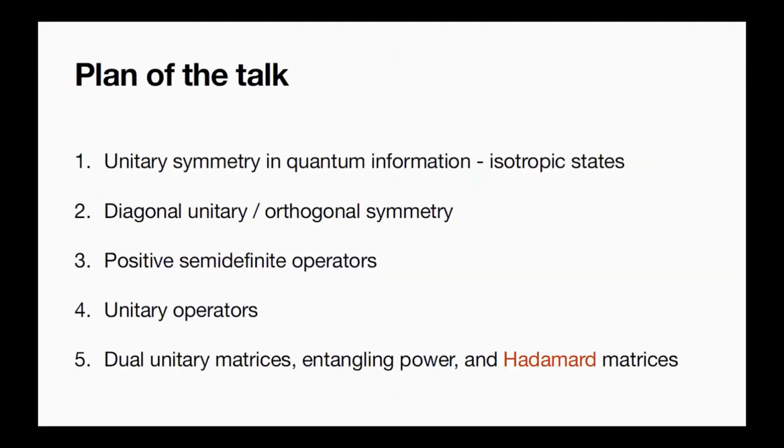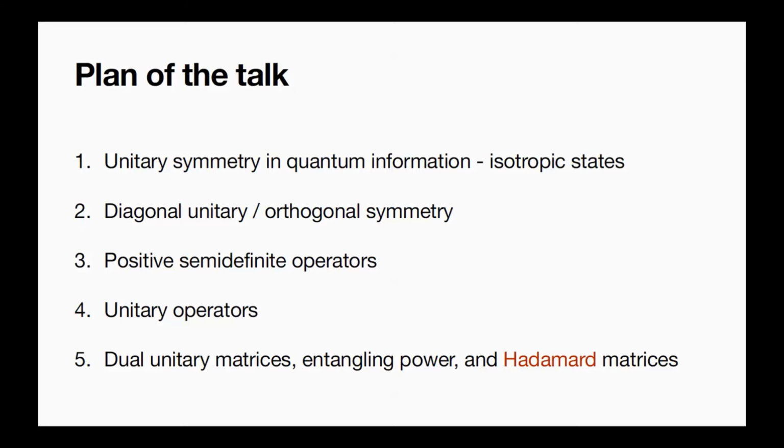So here is the plan of my talk. I will start with basic things. I will tell you about this idea of symmetry: looking at objects in quantum information theory which have some symmetry, which are much simpler and easier to analyze. Then I will look at a particular type of symmetry given by diagonal unitary and orthogonal matrices. And then in parts 3 and 4, I will analyze two types of objects in quantum information theory enjoying this symmetry.